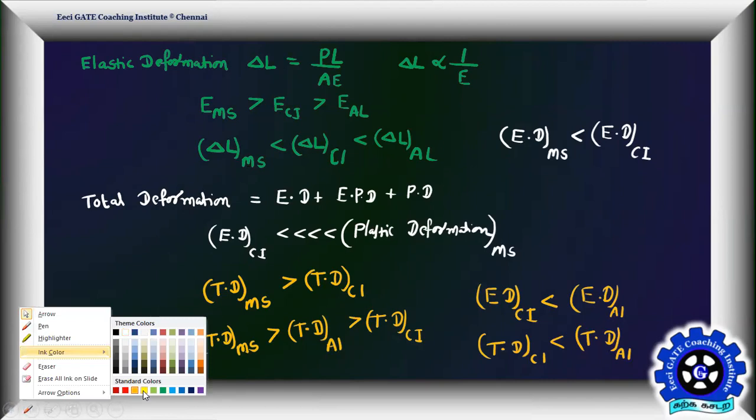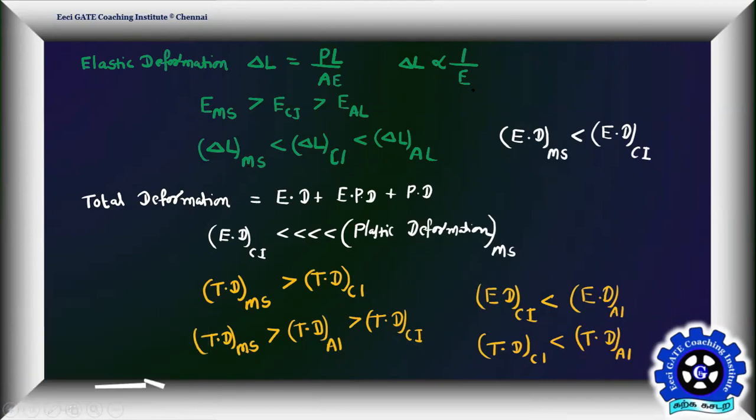Here you can write a beautiful statement. We already discussed, right? Elastic deformation of mild steel will be less than elastic deformation of cast iron, less than elastic deformation of aluminum. Okay, so it is very, very important.